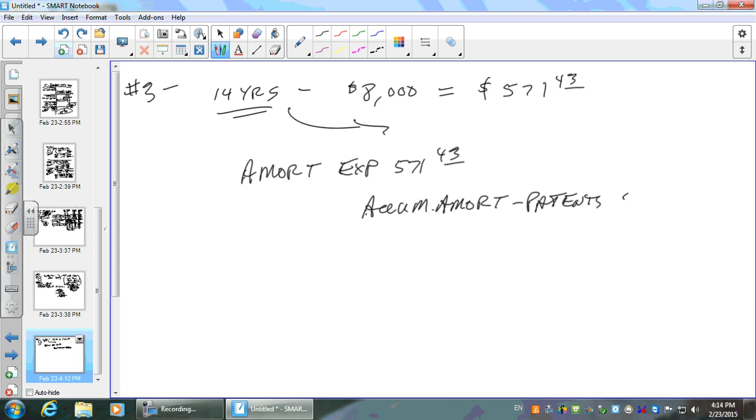Contra asset. If you want to keep track of how much has been used up, sort of like accumulated depreciation, you can do it, right? Or you can directly reduce the patent. Most people just directly reduce the patent. So there's A. You're going to get these, aren't you? You actually did some homework, some problems, just like this, huh? Just like this.